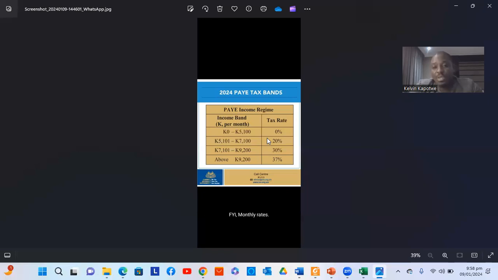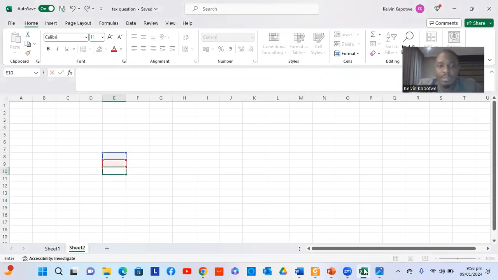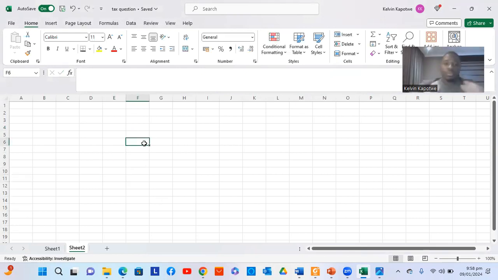Now to put it into context, allow me to demonstrate this calculation. I'm going to use a few scenarios, and then we see how we can compute how much tax you're going to pay to the authorities. So we are going to use some scenarios. The first scenario is the scenario of John.